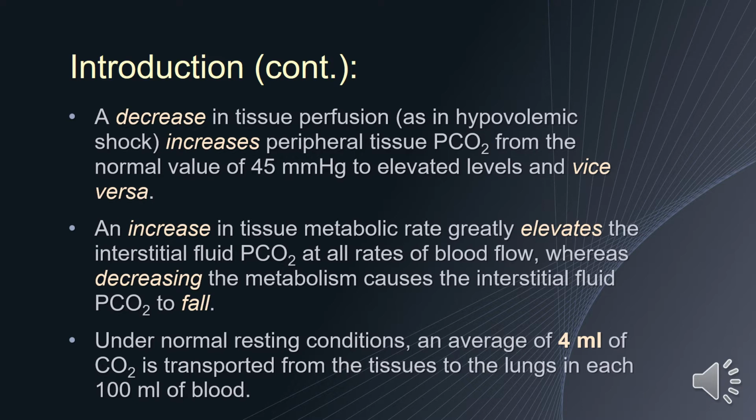Under normal resting conditions, an average of 4 ml of carbon dioxide is transported from the tissue to the lung in each 100 ml of blood. Let me repeat what I told you before about oxygen. In the lecture about the transport of oxygen in the blood, we mentioned that every 100 ml of arterial blood carries 5 ml of oxygen to the periphery, or to the tissue, and then back to the lung, and the cycle repeats itself.